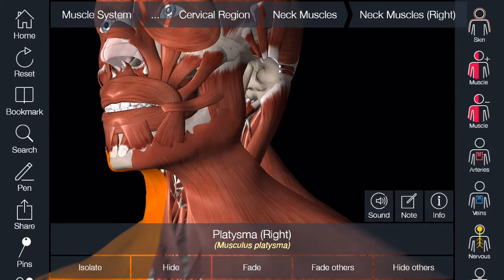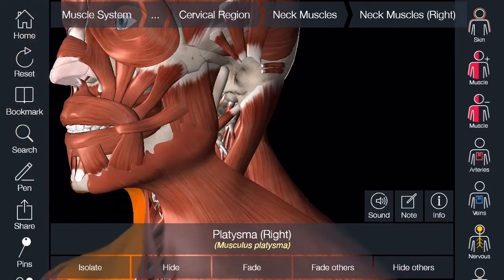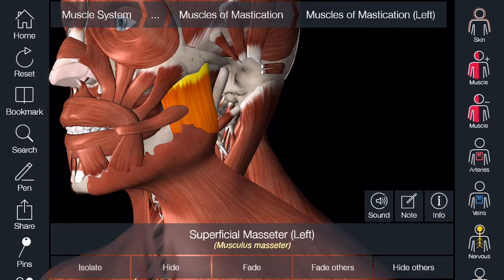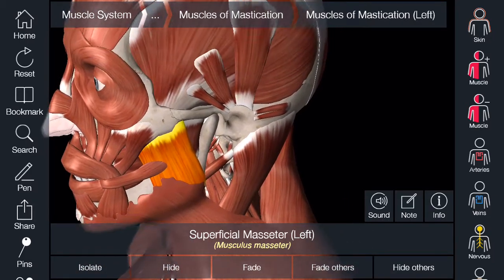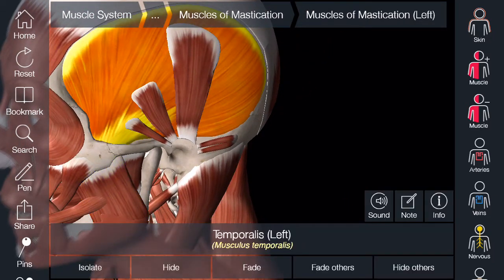Now let's go to the masseter. This one's really easy. It's the big one. Superficial masseter. You just have to write masseter, and that is responsible for the elevation of the mandible. Next we have temporalis. That's the huge muscle on the side of your head. The temporalis muscle, and the action is elevation and retraction of the mandible.